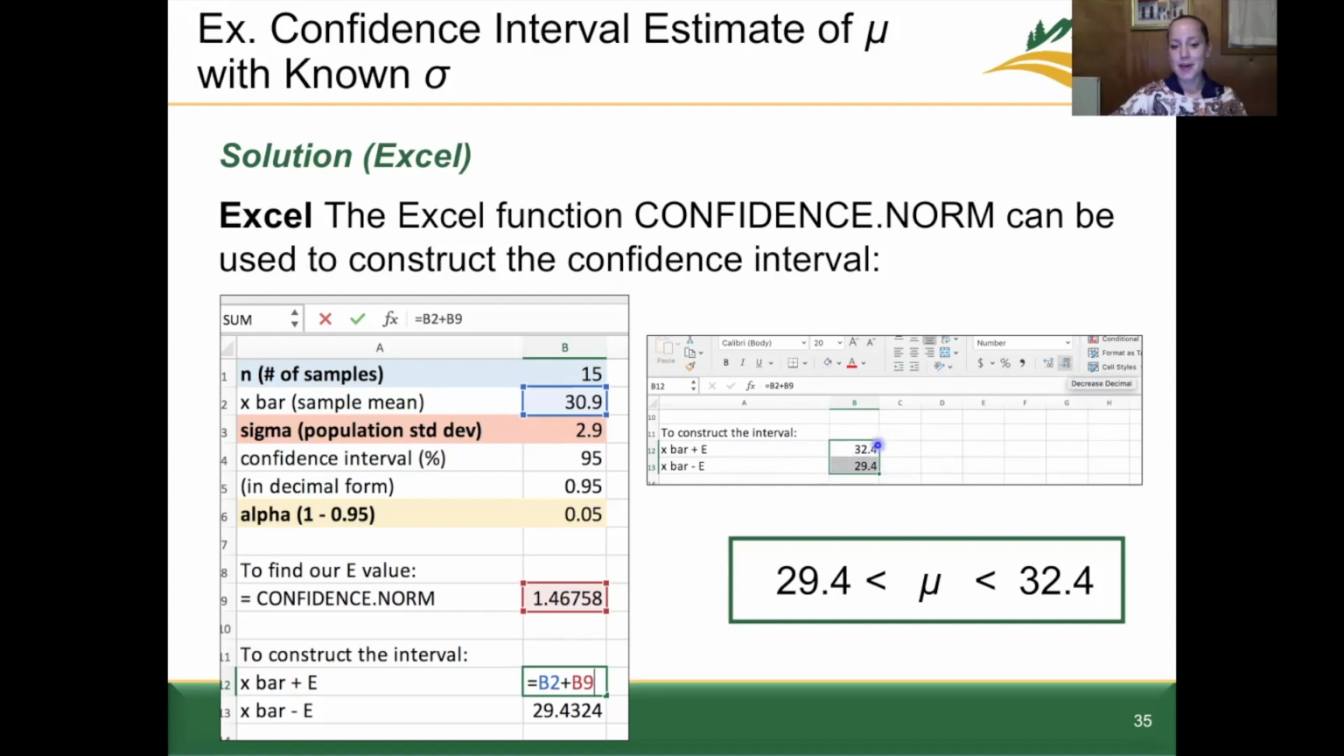Now that I have the upper end and the lower end of my interval, then I can plug those values in here to get 29.4 is less than mu, our population mean, which is less than 32.4. Again, I recommend practicing doing this along with me in Excel.